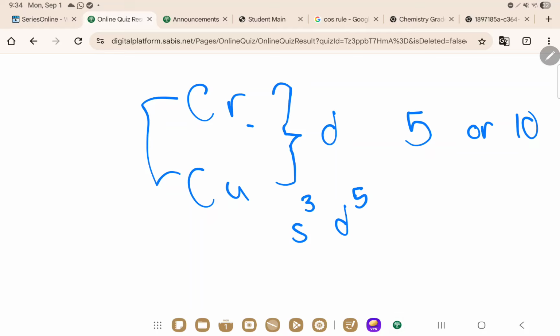So memorize these in case they're brought up in an exam. And these two elements, in the D subshell, they can have only 5 or 10. They cannot have anything more or less. And I think these are the only two exceptions.